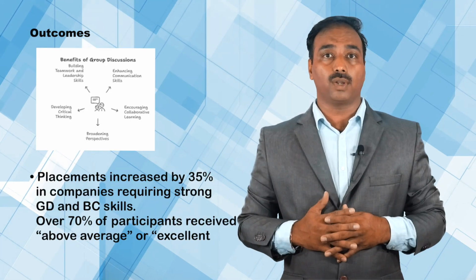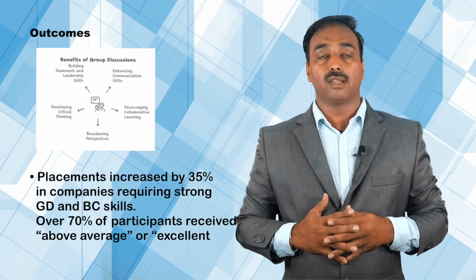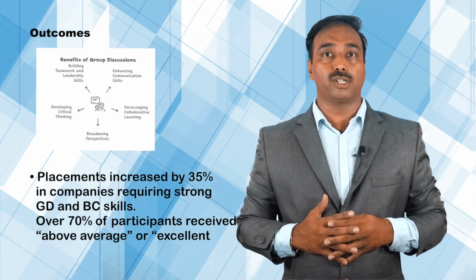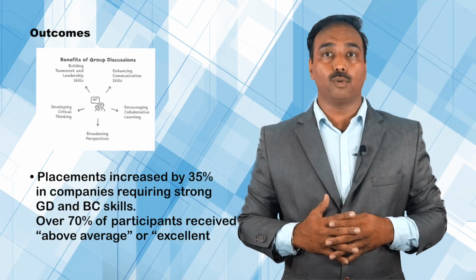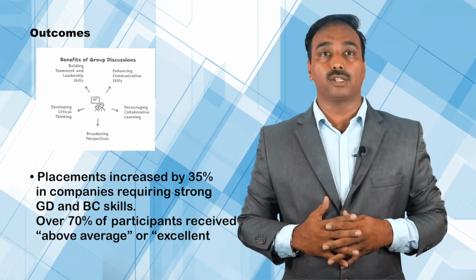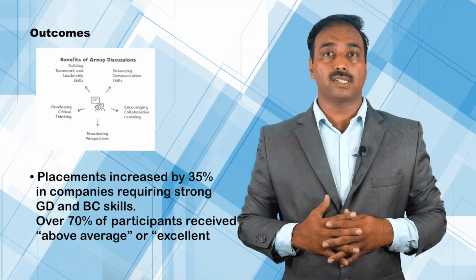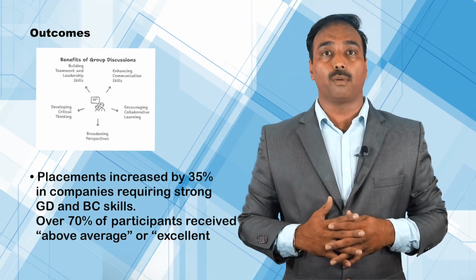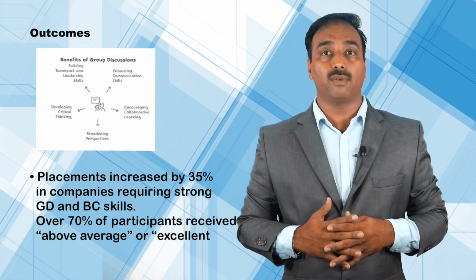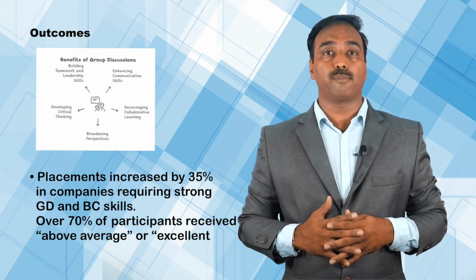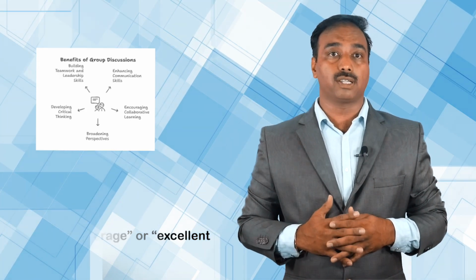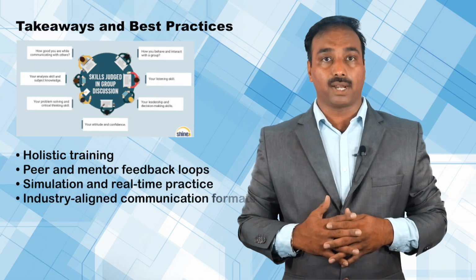In the first story, Aishwarya, initially hesitant to speak, was mentored to structure her arguments using the REAL method. She aced a group discussion round at Deloitte and now mentors juniors in her free time. In the second instance, Rajat, from being aggressive and dominating, was trained to be a facilitative leader. He succeeded in clearing Capgemini's GD and secured an offer as a business analyst. Takeaways and best practices.